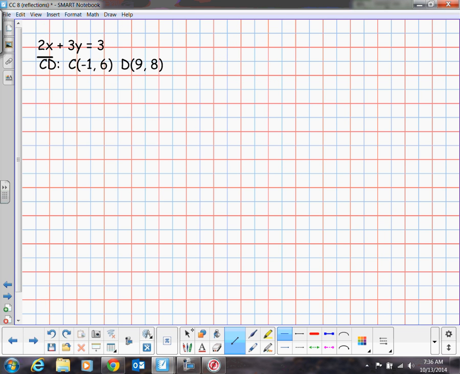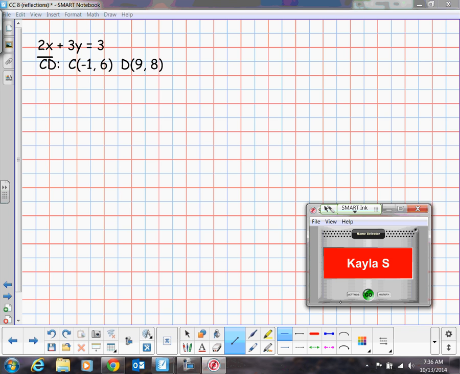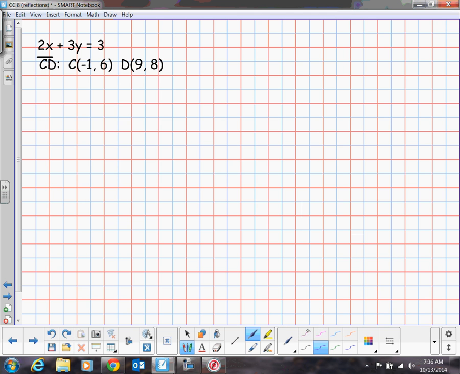All right, if you look at this equation, what is wrong with this equation compared to the last equation, Sydney? It's not in slope-intercept form. In other words, it's not ready to graph. So, Sydney, how do I get it ready to graph? So we're going to subtract 2x and then do what? So we're going to have y equals negative 2/3 x. 3 divided by 3 is 1.